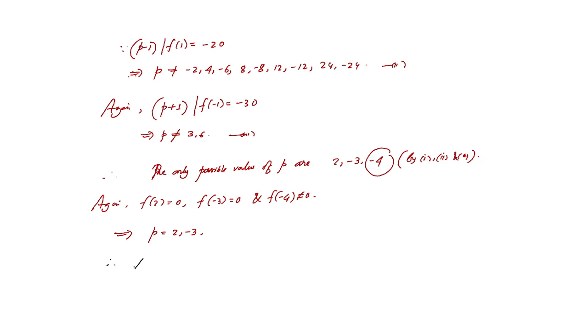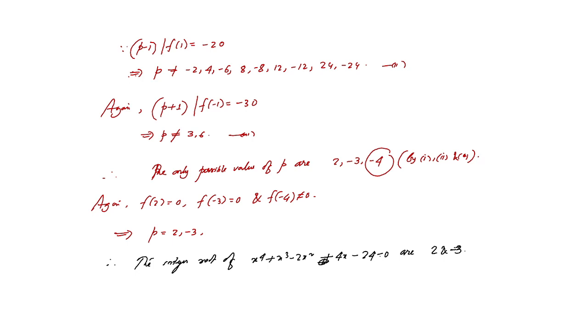Therefore, the integer roots of x to the power 4 plus x cube minus 2x square plus 4x minus 24 equals 0 are 2 and minus 3. So these are the only two integer roots. One is 2 and the other one is minus 3.